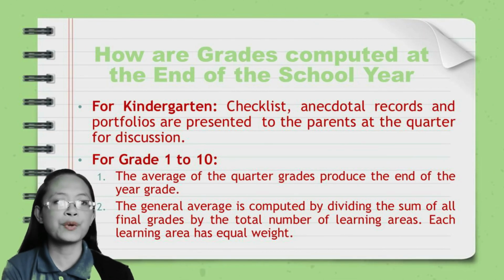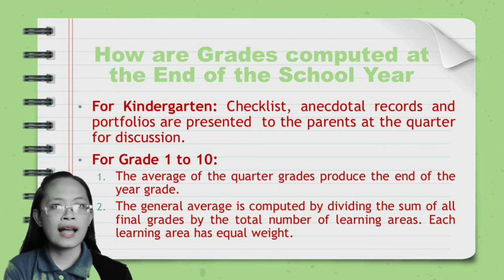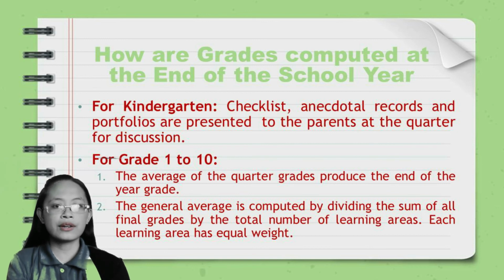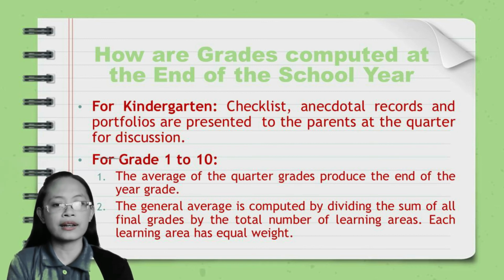How are grades computed at the end of the school year? For kindergarten, checklists, anecdotal records, and portfolios are presented to the parents at the quarter for discussion. For grade 1 to grade 10, the average of each quarter's grades produces the end of the year grade. Next, the general average is computed by dividing the sum of all the final grades by the total number of learning areas. Each learning area has equal weight.